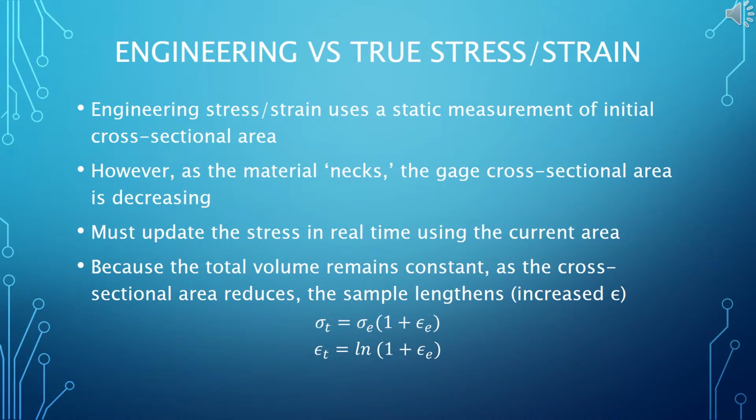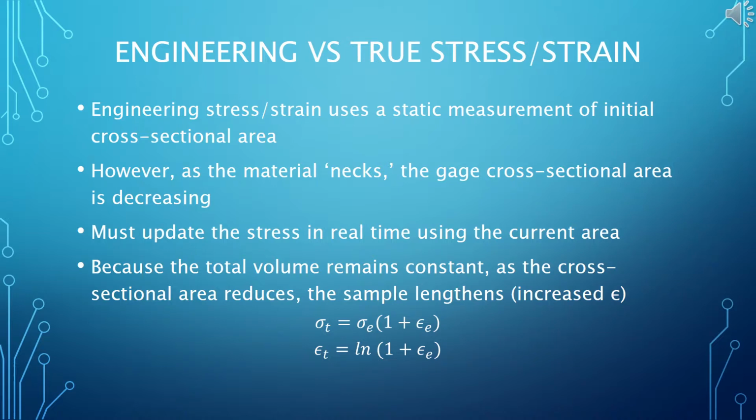Now we will discuss the difference between engineering and true stress-strain. Engineering stress and strain uses a static measurement of initial cross-sectional area. However, as the material necks, the gauge cross-sectional area is decreasing. So one must update the stress in real time using the current area.